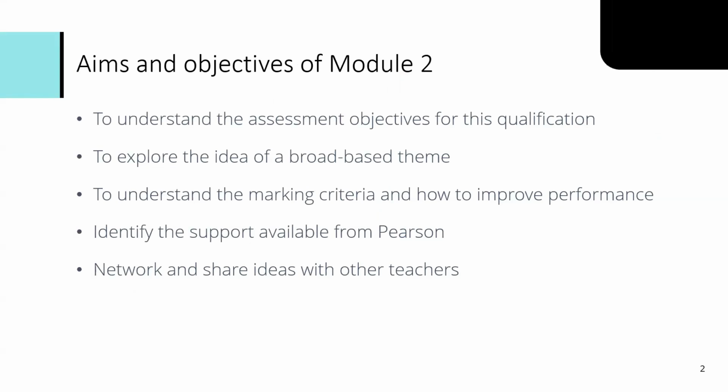In Module 1 yesterday, we covered how the qualification is devised and fundamental documentation. We reviewed the content of the qualification. We explored how to plan the course, and we covered understanding the assessment of the qualification and how to prepare students. We also identified the support available from Pearson. In Module 2 today, we are going to cover how to understand the assessment objectives for this qualification, how to explore the idea of a broad-based theme, and how to understand the marking criteria and how to improve performance. We will also be going over the support available from Pearson, as we did yesterday.